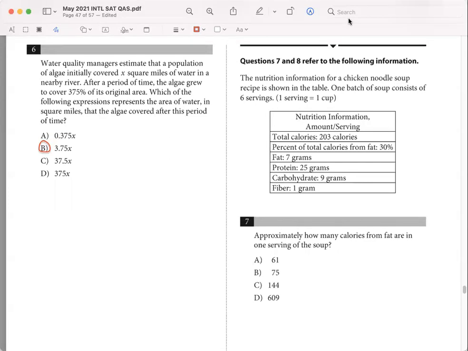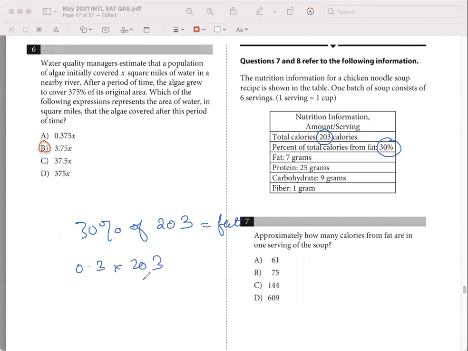So total calories is 203. This is one batch, right? Yeah, so this is one batch. So 203 calories, of which 30% come from fat. So 30% of 203 come from fat. So that's 0.3 times 203. That is 3 threes are 9, 3. So 60.9 come from fat.